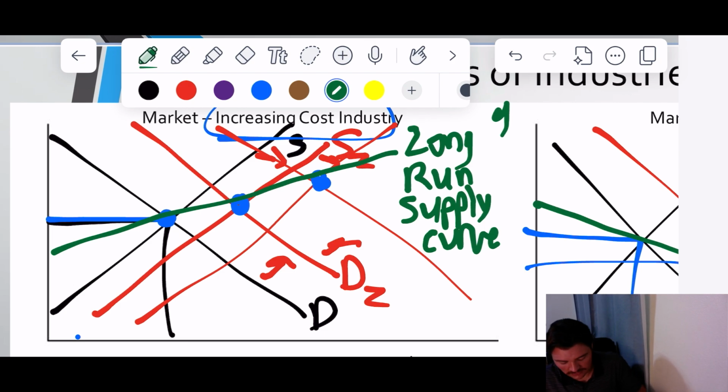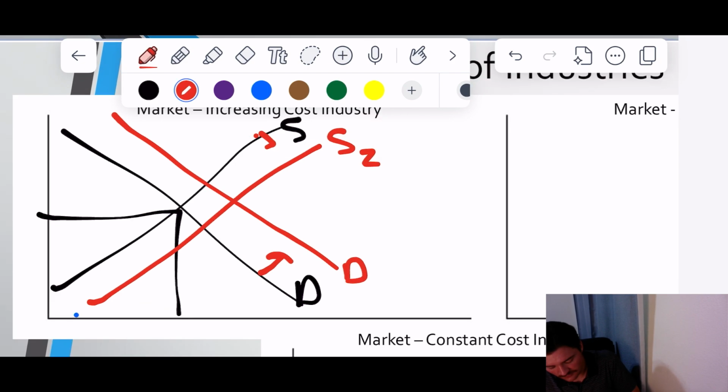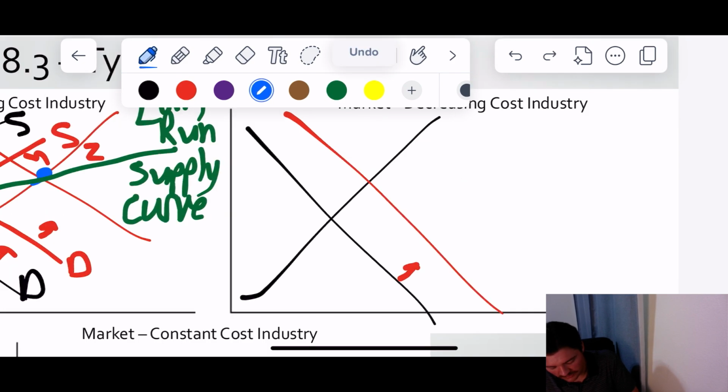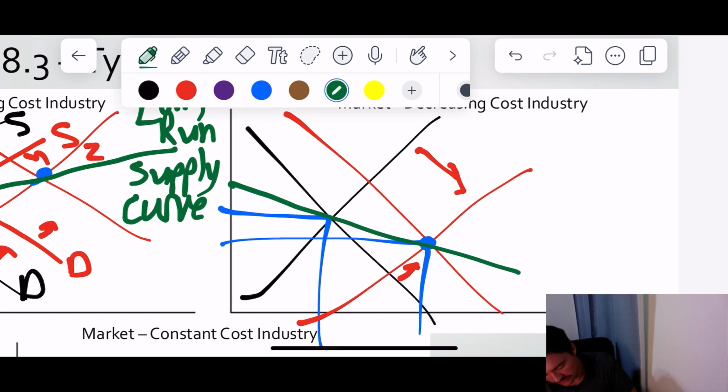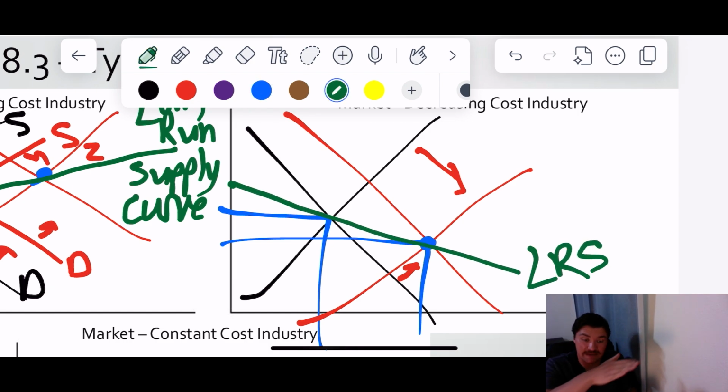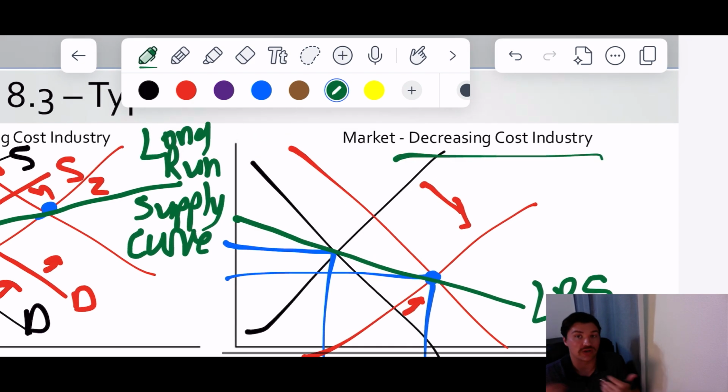I can do a decreasing cost industry as well, where we have that increase in demand and then we see a big increase in supply. So we went from this equilibrium down to this one here. Again, if I were to connect those equilibriums and create my long run supply curve, you can see how it's downward sloping, a decreasing cost industry because the equilibrium price is lower.